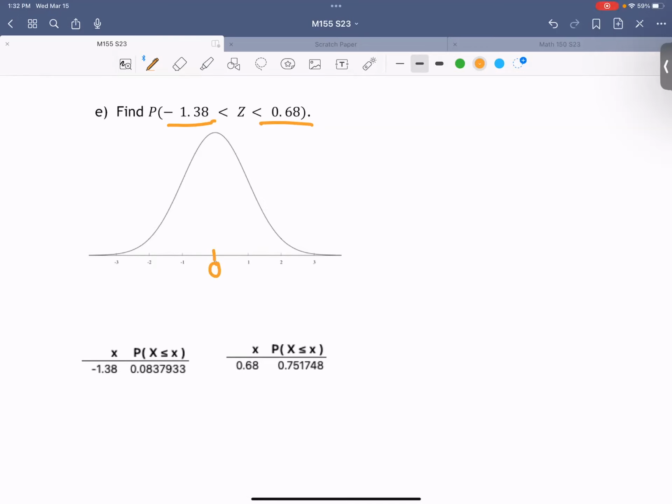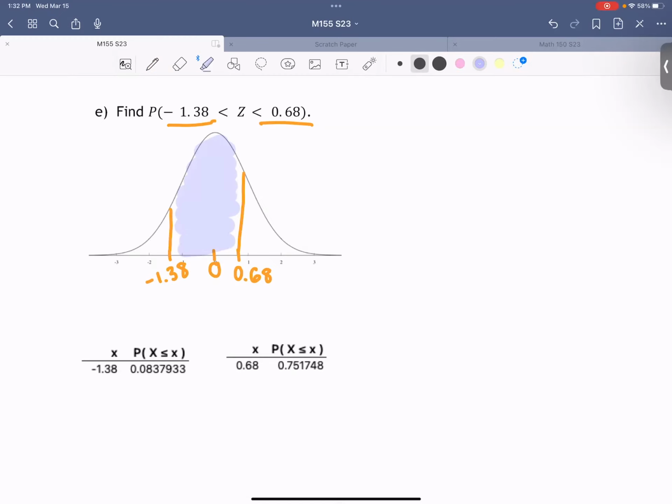Let's just plot the area of what we're trying to find. So if my z-score is negative 1.38, that's got to be like around here. And 0.68's got to be like a little bit bigger than 0, so probably here. Okay. So I'm just going to extend these x values up to the top of my graph. And if I shade in the area, I'm shading in the in-between area. Okay. So what I'm actually interested in is the area between those two values.